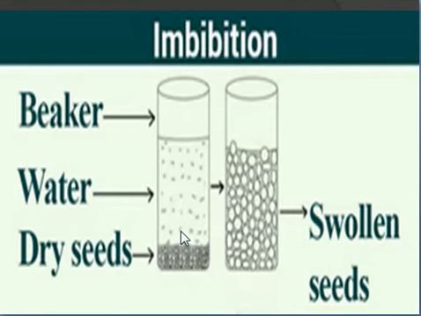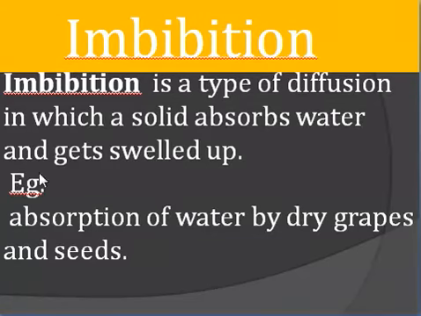Imbibition is the absorption of water by substances which do not dissolve in water. That results in swelling of the substances. Imbibition is a type of diffusion in which a solid absorbs water and gets swelled up. Example, absorption of water by dry grapes and seeds.